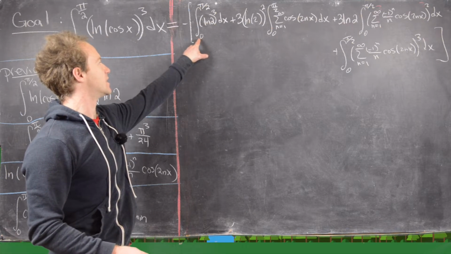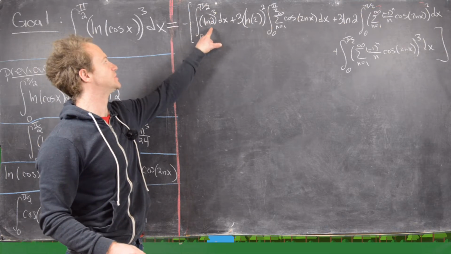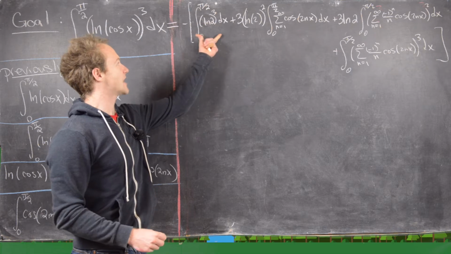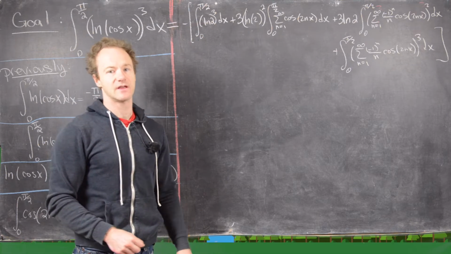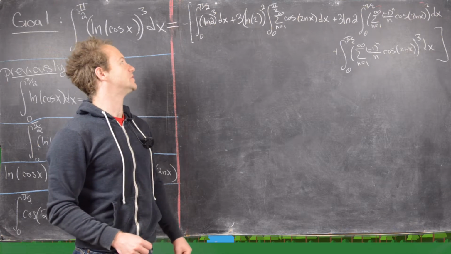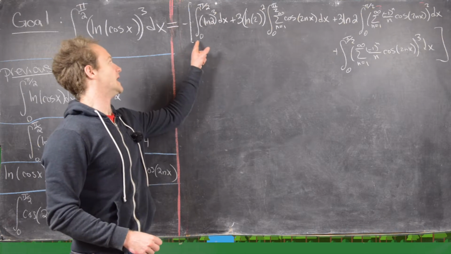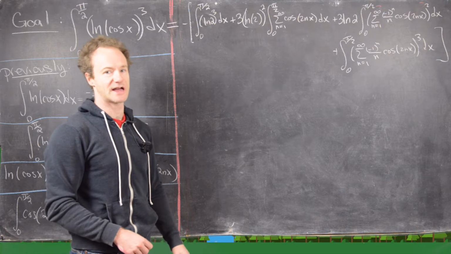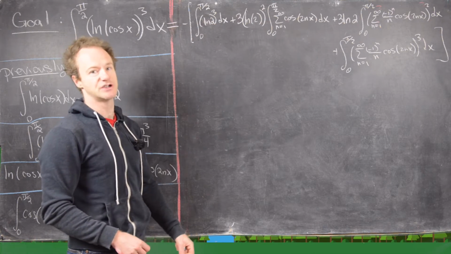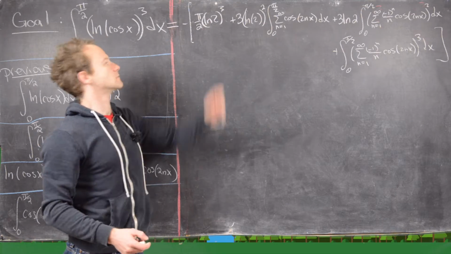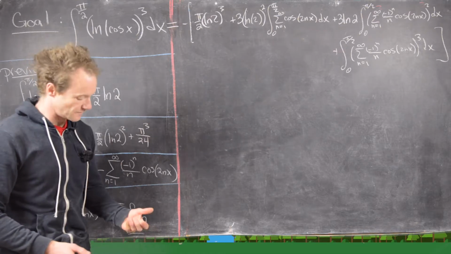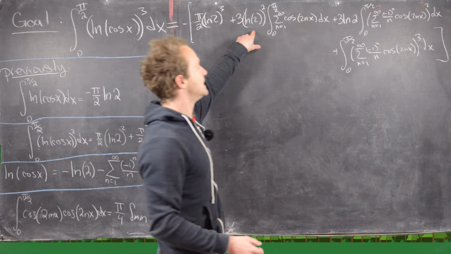So we have this first one, which is the integral from 0 to pi over 2 of natural log of 2 cubed dx. So actually, we can go ahead and take care of this one immediately, given that the natural log of 2 cubed is a constant and we're integrating from 0 to pi over 2. So that's just going to be natural log of 2 cubed times pi over 2. So let's switch that.